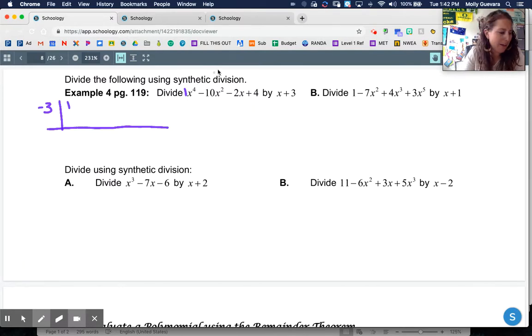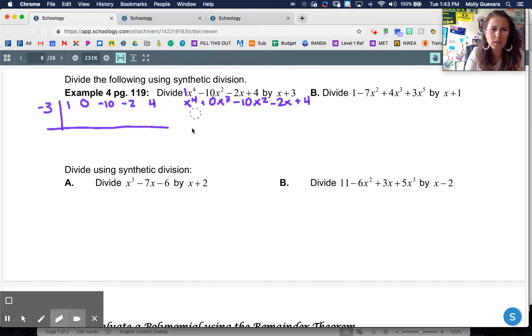Now I don't have any x to the 3rd. Do you see that? So it's x to the 4th plus 0 x to the 3rd because I don't have an x to the 3rd. So I need to make sure I include the 0. Then minus 10x squared, so it goes 4, 3, 2. My next coefficient is negative 10. Then negative 2x, so my next one is negative 2. And then I have plus 4. So hopefully that makes sense why I have this 0 in here, because my exponents have to go 4, 3, 2, 1, 0.